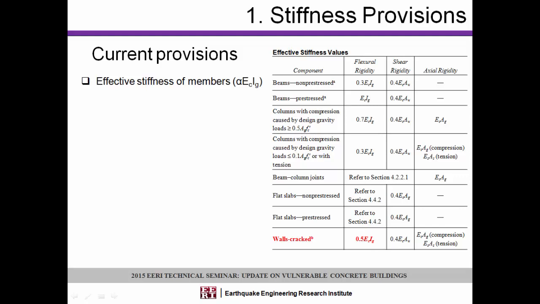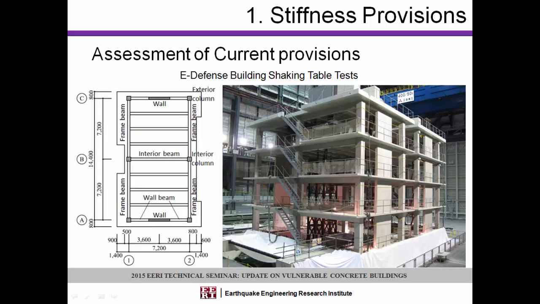So how well are these stiffness provisions working out? I had the opportunity of working on an experimental program at E-Defense in Japan. This is a full-scale structure, a 4-story building. Actually, there are two 4-story buildings there, one here and one next to it. This one here is a post-tensioned structure. This one here is a conventional reinforced concrete structure. It had shear walls in one direction, moment frames in the other direction, and it was shaken almost to collapse at different levels of ground shaking.